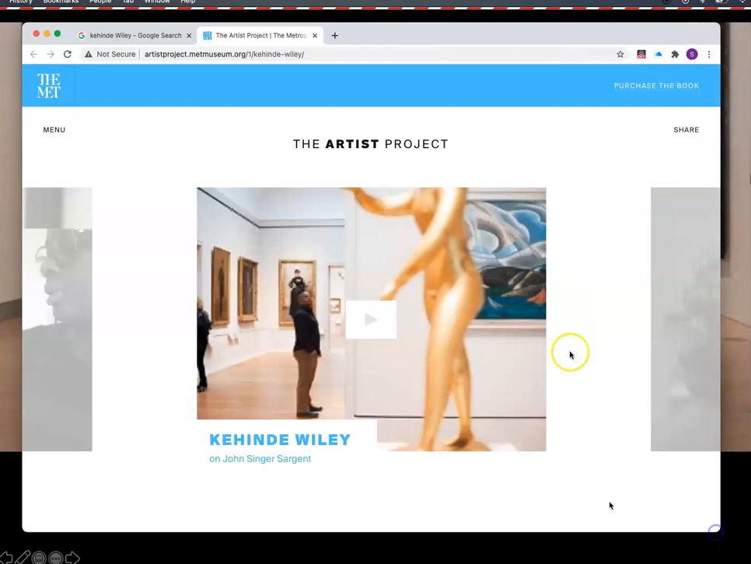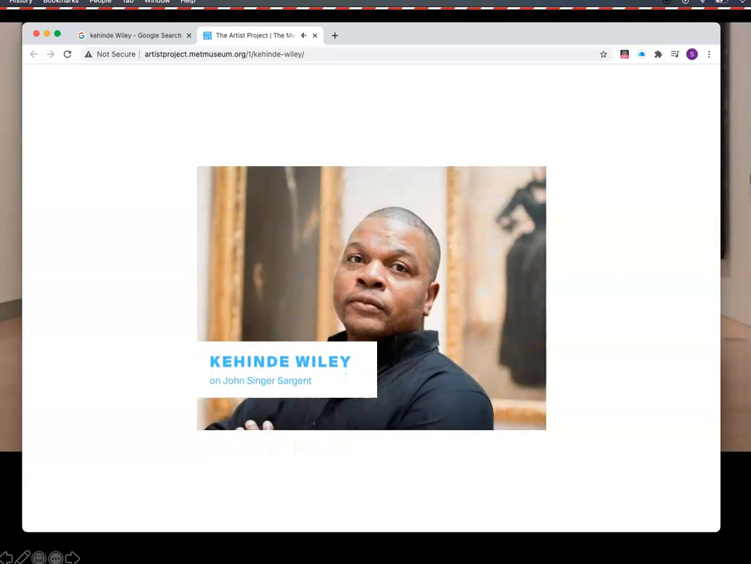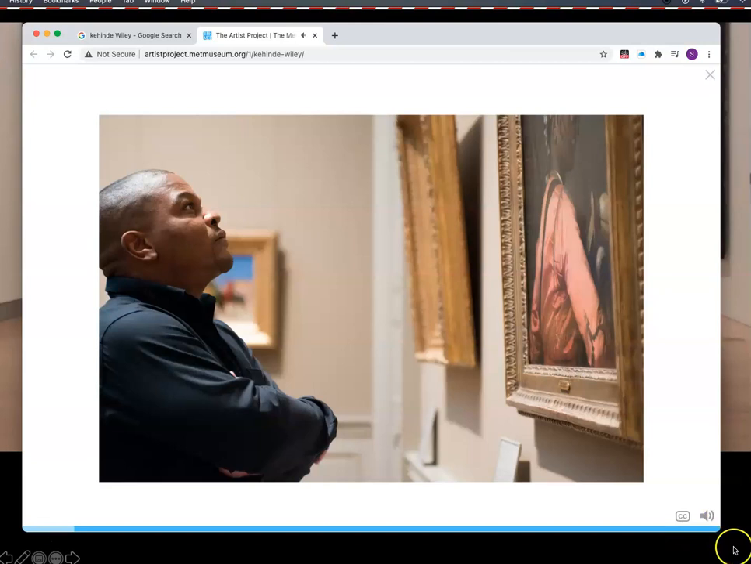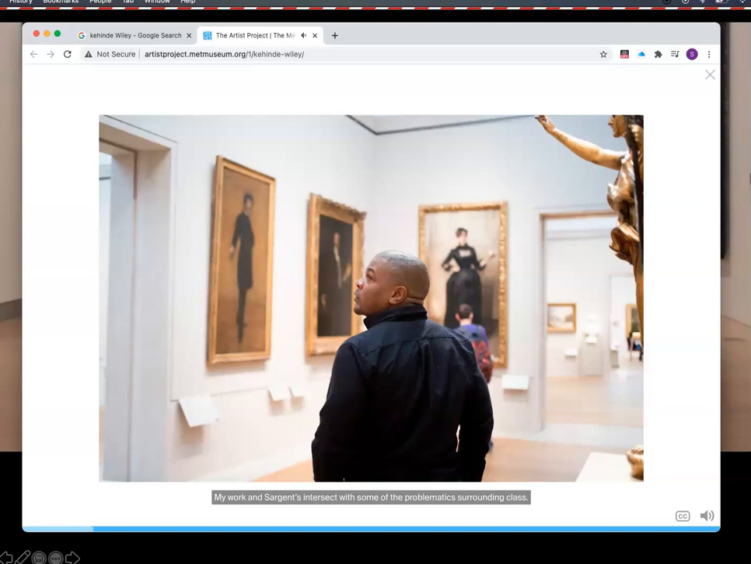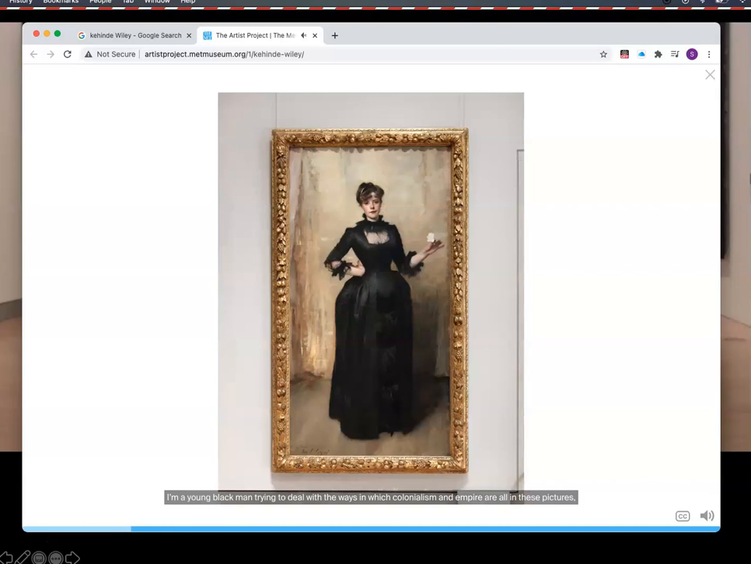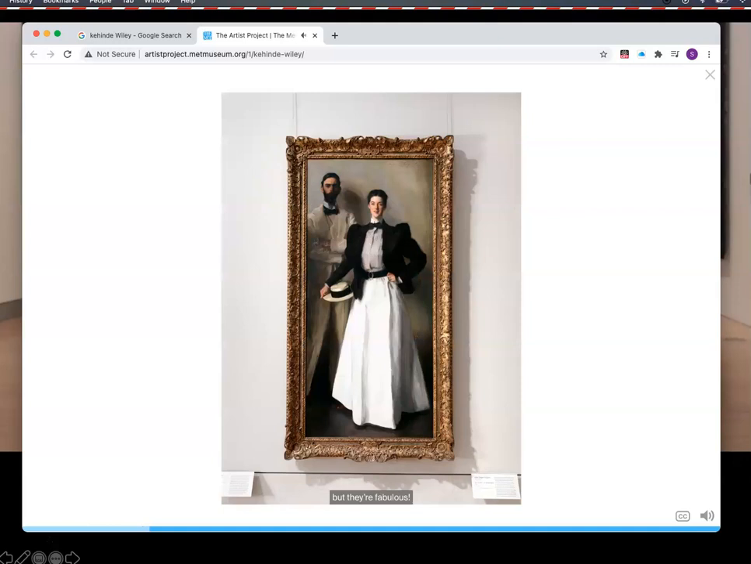My name is Kehinde Wiley. I make paintings, portraits primarily, of young African-American men and women. My work and Sargent's intersects with some of the problematics surrounding class. In his day, he was commissioned to make portraits by some of the most celebrated families in the world. I'm a young black man trying to deal with the ways in which colonialism and empire are all in these pictures, but they're fabulous. It's a guilty pleasure.